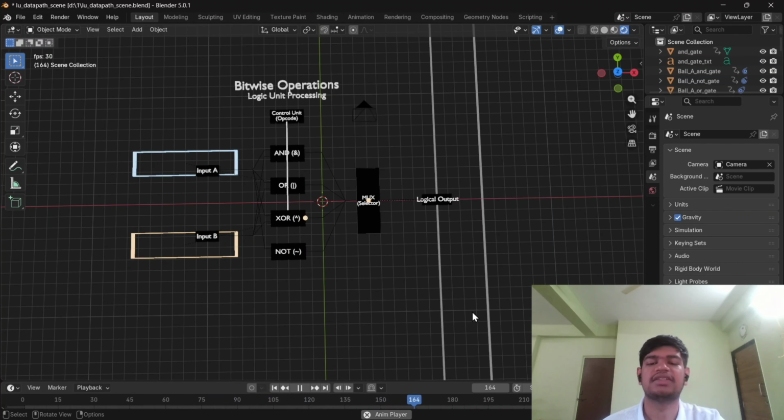The control unit sends a selection signal to the multiplexer, which simply closes the circuit for the requested operation, allowing only the correct result to flow through the output. So here there are two inputs and they pass to the control unit, from where it is decided which operation needs to be performed, like AND, XOR, or NOR, which is selected by the multiplexer, and then the desired output is obtained. It is also known as bitwise operation or logic unit processing.